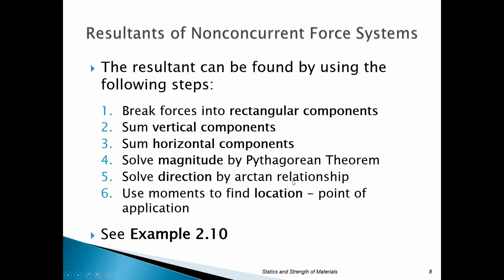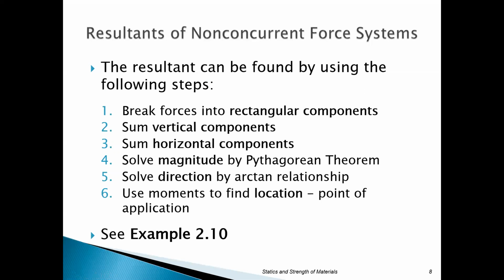So we've already done this step. This is actually just a component method. It's all we're doing here. Component method where you're breaking it down, summing verticals, summing horizontals, solving the magnitude, and solving the direction. So the step 6 is going to be the hard part. To get the actual point or line of application, you're going to have to use moments to find its location. And the other thing very often you're going to have to use is the principle of transmissibility. Okay, so we're going to utilize both moments and transmissibility to solve 6.